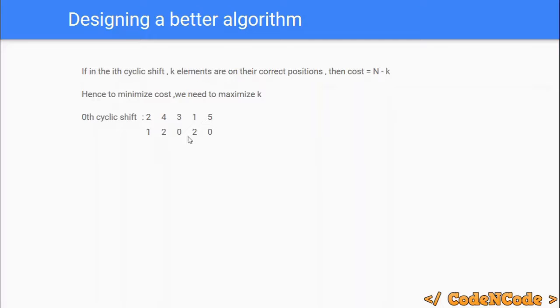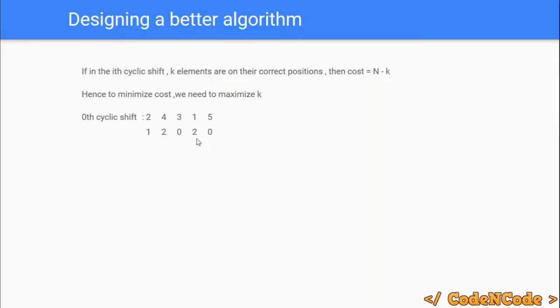That means to find the maximum k, you have to find the maximum frequent element, and that will be your maximum k, and the minimum answer will be n minus k. So k here is 2. That's why the minimum cost you can achieve is n minus 2, which is 3.